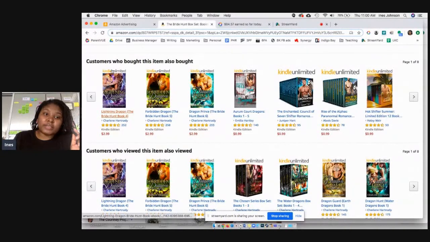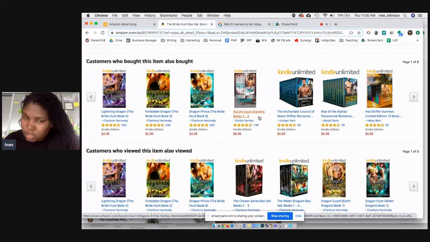Another gold mine is customers who bought this item also bought. This is oftentimes even more relevant than the sponsored product because this is proven. This is telling you that someone bought Charlene's book and then went on to buy these other books, which right now are Charlene's books. But Amelia, I don't have her. Amelia Hartley, she's not on my list. Let me add her.